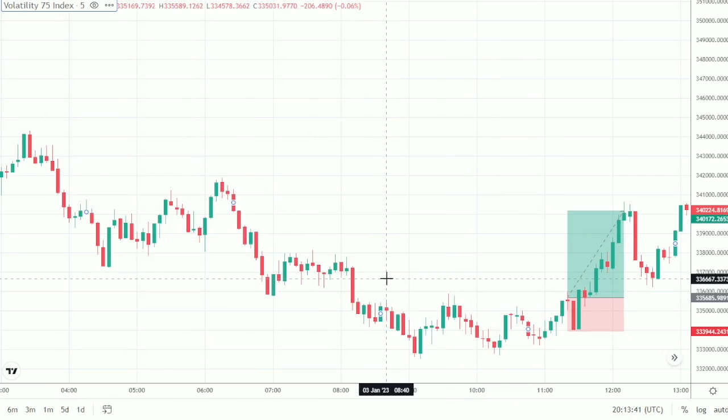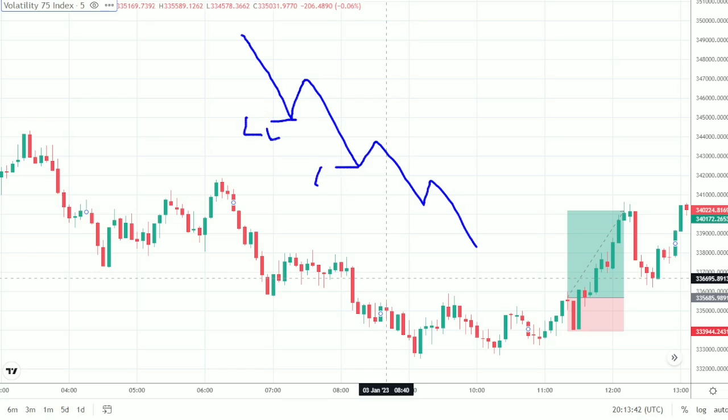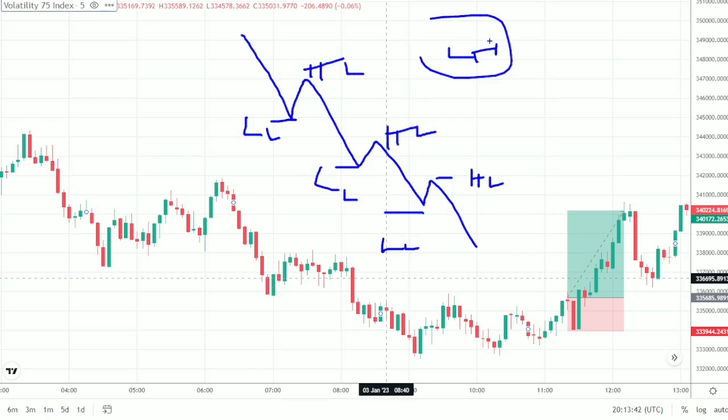So first of all, I want to draw something right here. Pay attention. When the market is making a move to the downside like this, what do we call this? We said this is called a lower low, this is called a lower low, this is called a lower low, and this is called a higher low, a higher low, a higher low. Or it's a lower high, I don't know, a higher low or a lower high. It doesn't really matter, right?